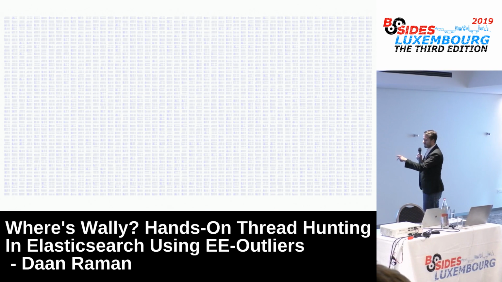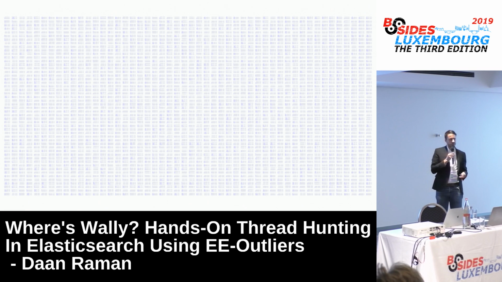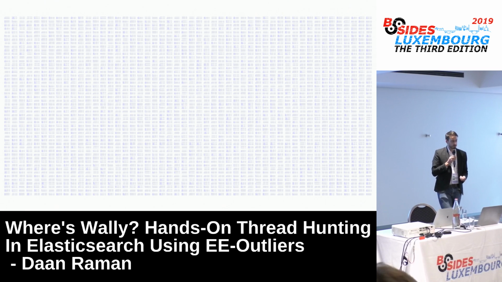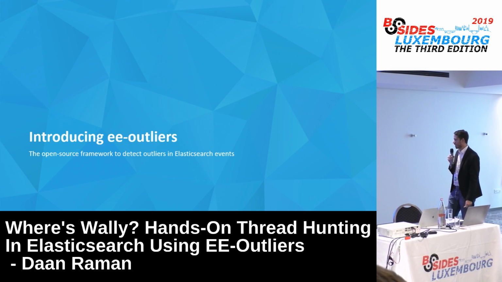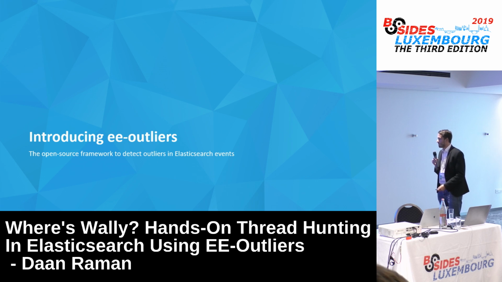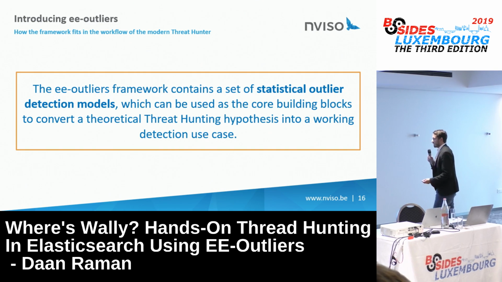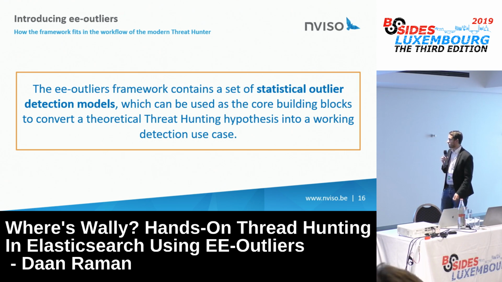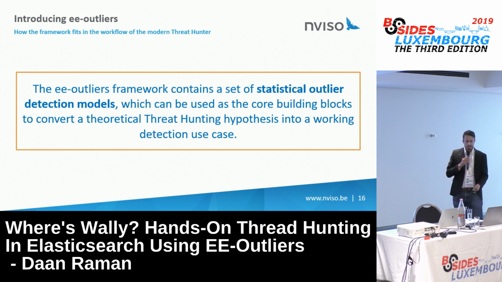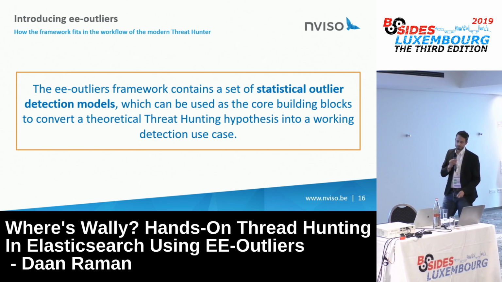So building these type of statistical models automatically and looking for outliers, that's what we wanted to do automatically, and that's why we built Outliers. So introducing EE-Outliers, that's the framework name. What is it? It's a framework that offers you a set of statistical building blocks or detection models that can be used to convert a theoretical threat hunting use case or a hypothesis into a working detection case, so something that you can actually run against an Elasticsearch cluster and get results.